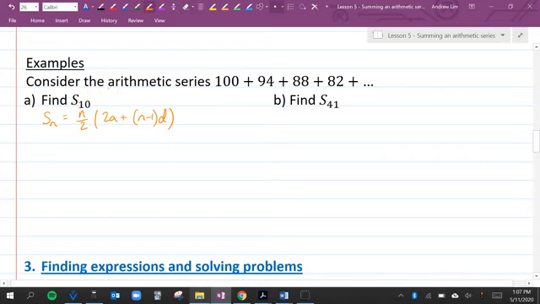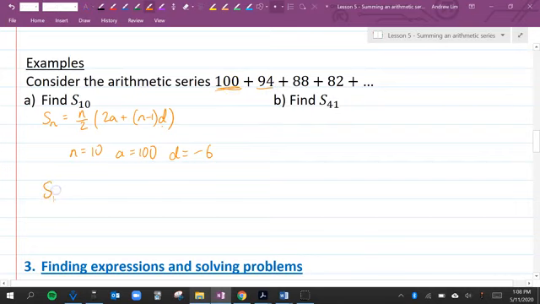Okay, so I'm looking at this formula and I'm thinking, I need n. I know n is 10 because I need the sum of the first 10 terms. A is 100 according to this AP. And I need d as well, and according to this, I can work out d. D is minus 6: 94 minus 100 is minus 6. So it's going down by 6.